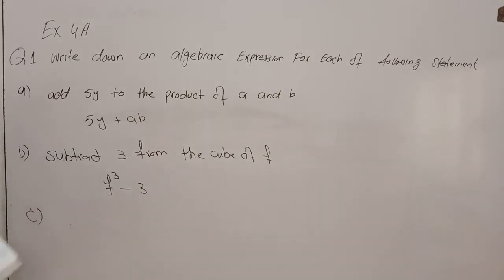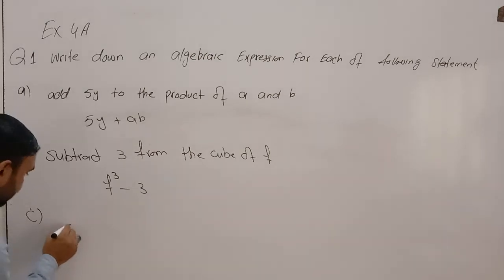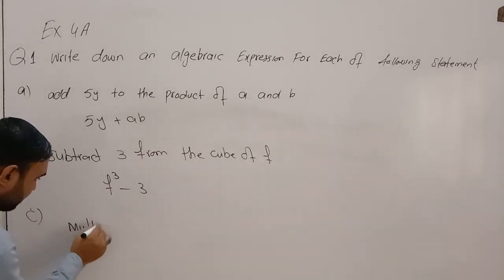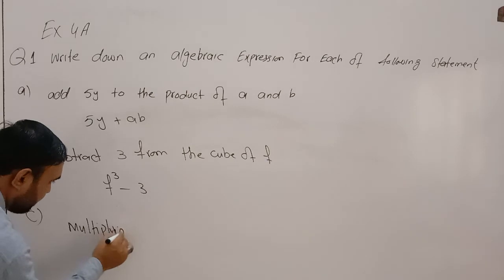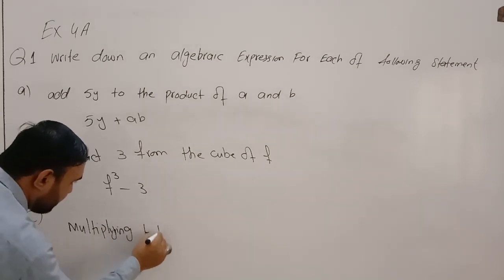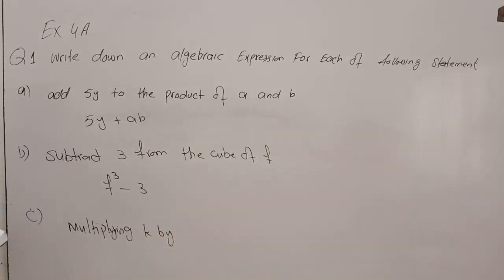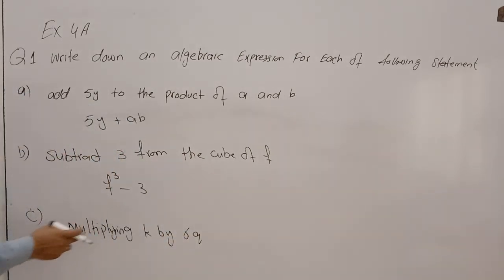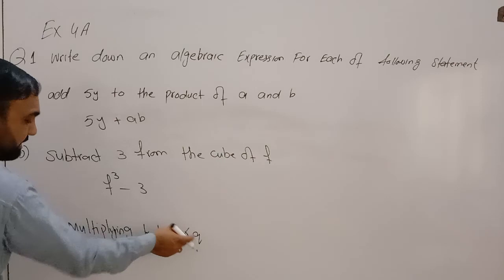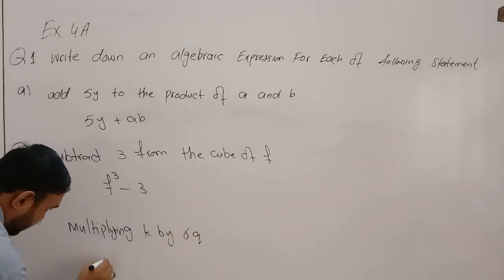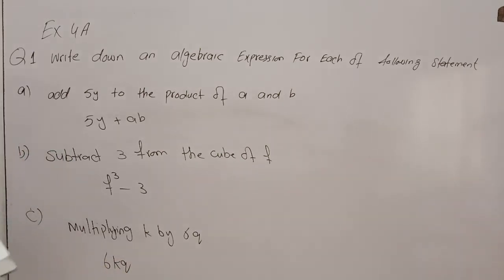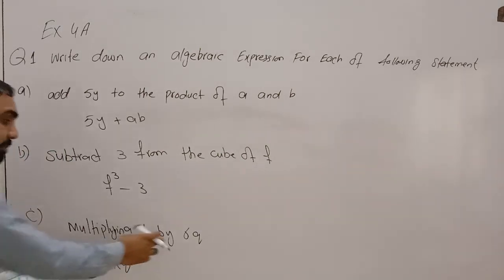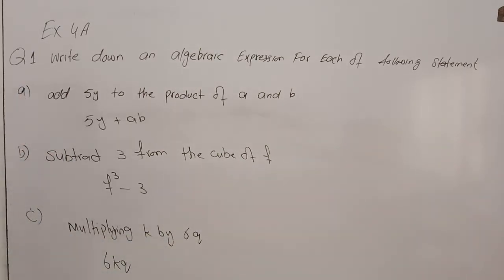C part: multiplying k by 6q. Multiplying k by 6q means 6kq. Multiplying means both terms are multiplied.